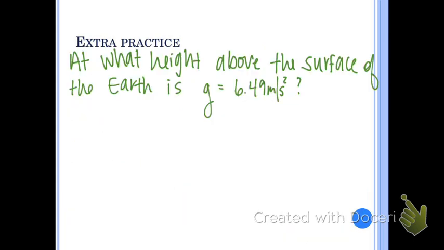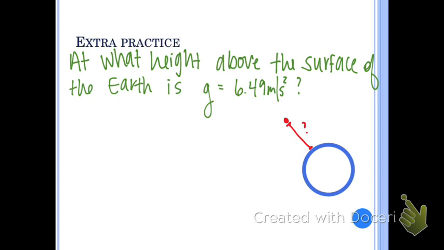Okay, so now I'm asking the question, at what height above the surface of the Earth is g equal to 6.49 meters per second squared? Okay, so let's draw out our little picture here of the Earth again, right? If here's the Earth, here's my object. This is the distance I want to find out. Right? At what height above the surface of the Earth is g equal to that value?